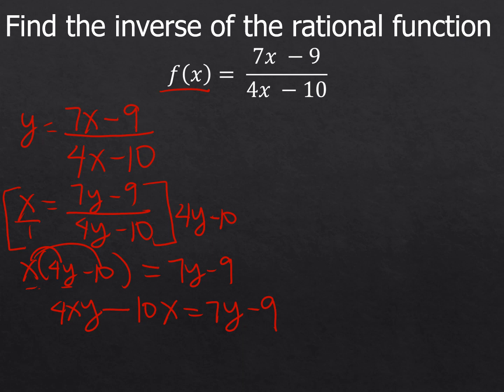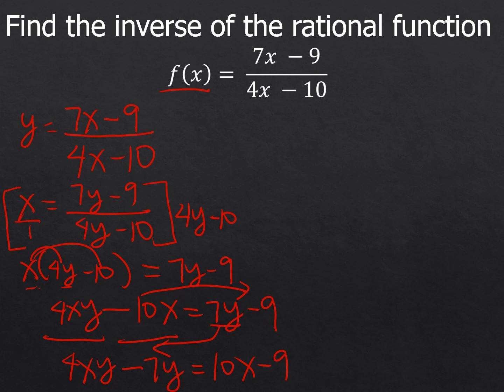After that, we need to combine on one side the terms with y. For xy, it has y, so retain it. The negative 10x has no y, so we need to transpose this to the other side. 7y has y, so we need to move it to the other side. And negative 9 is a constant term and has no y, so we retain it on this side. So therefore, it will become 4xy minus 7y equals negative 10x, which we move, will become 10x minus 9.